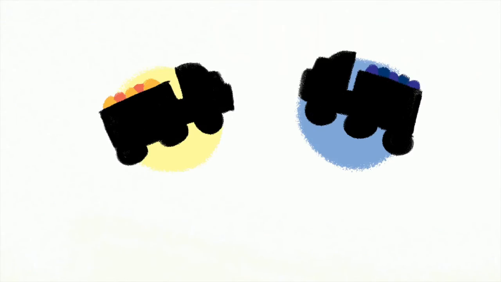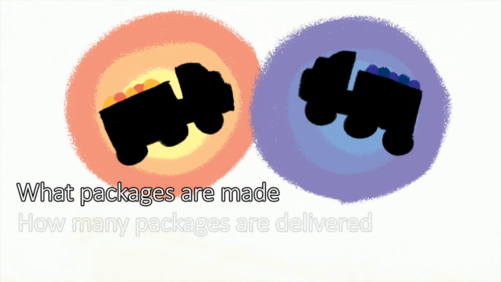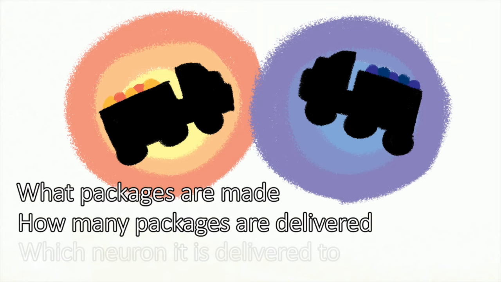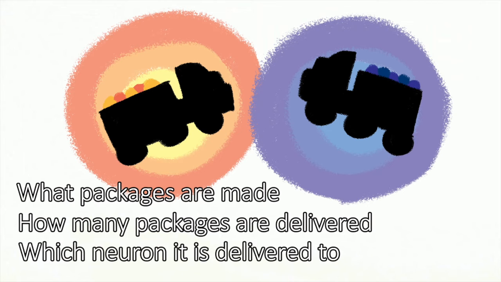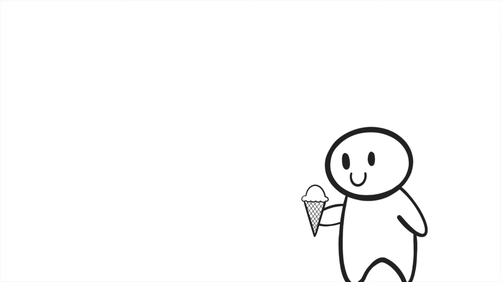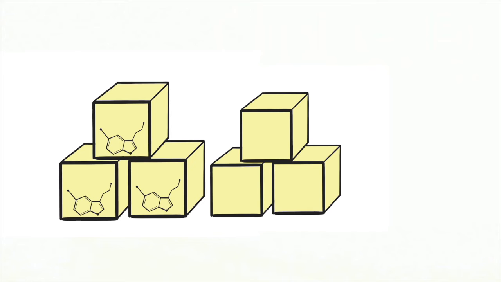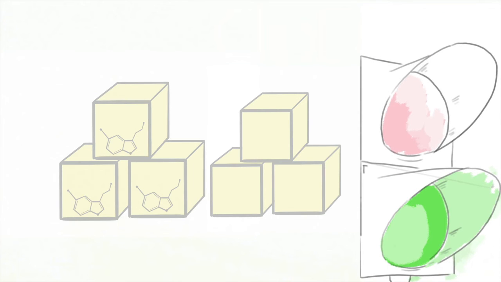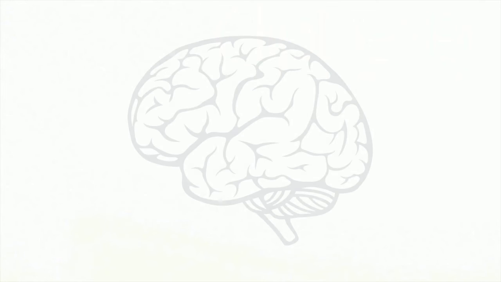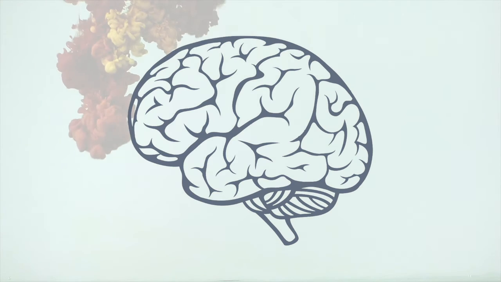The content of the trucks can change how you feel, because what packages are made, how many packages are delivered, and which neuron the truck delivers to all determine what emotion we feel. For example, when your parents buy you ice cream, the trucks contain specific neurotransmitters, which we can call our happy chemicals, like serotonin and endorphins. They receive the green light to leave the factory and head off to another factory. When this process happens in multiple neurons in the brain, the result is the feeling of happiness.